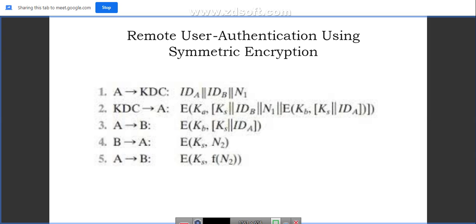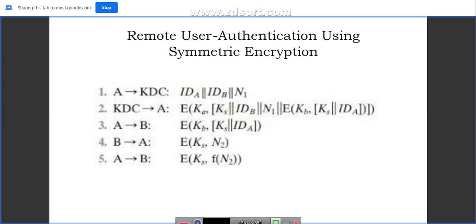And A comes to know about KS. A comes to know about the nonce generated by himself and the receiver's detail, that is IDB. Okay. Then A simply forwards the second package, because A cannot open it. A cannot open the second package. Why? Because that package has been encrypted using B's private key. So what A does here, A simply forwards the second package to B.